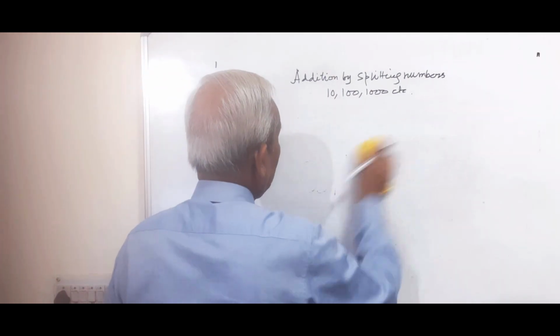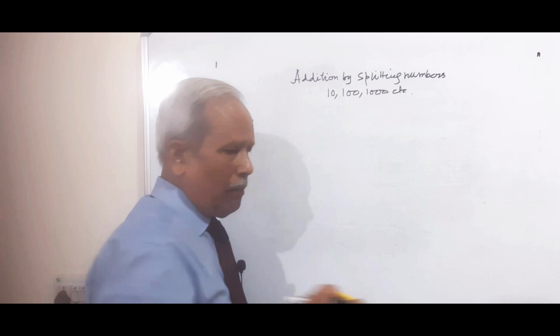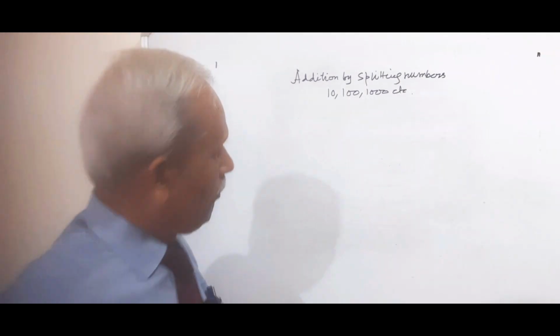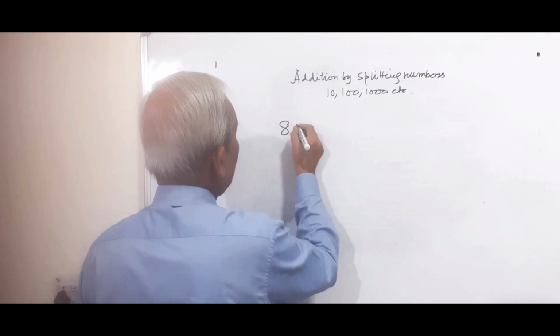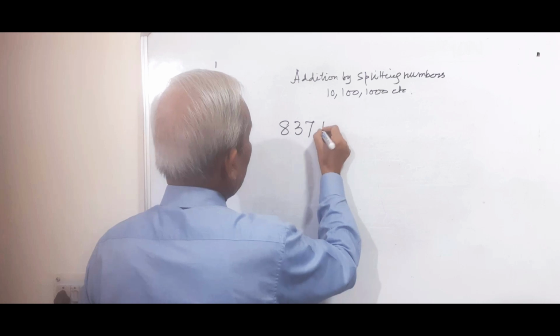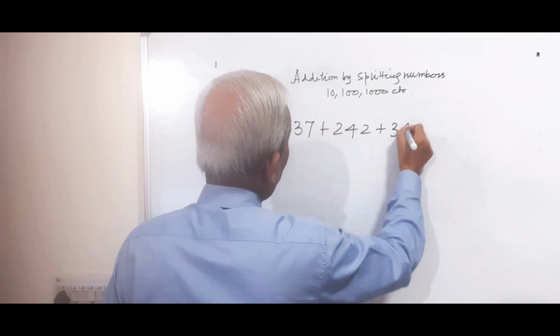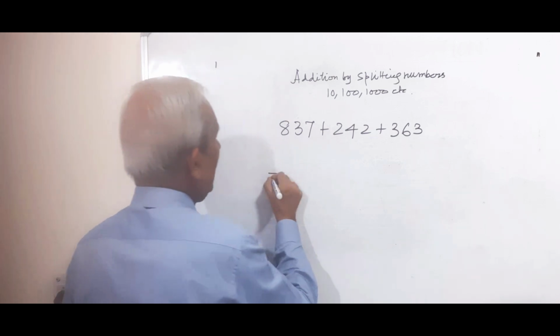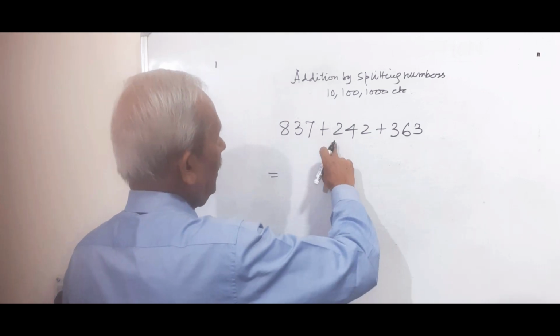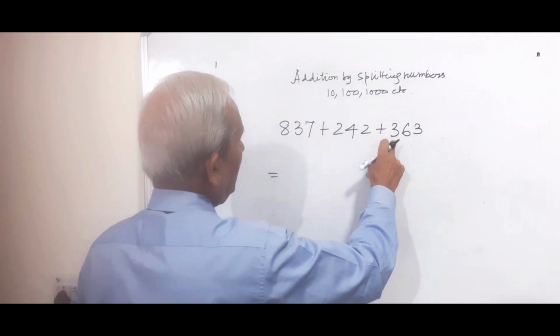Let me take another sum, another problem. Say 837 plus 242 plus 363. What you do is 800 plus 200 is 1000, plus 300, 1300.